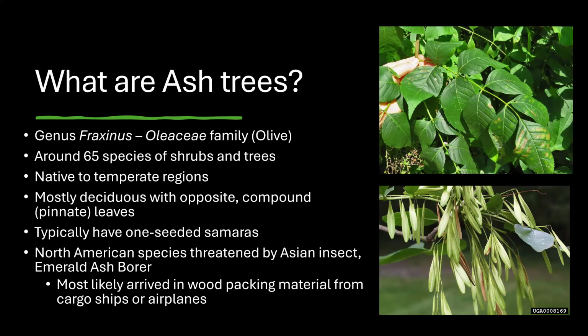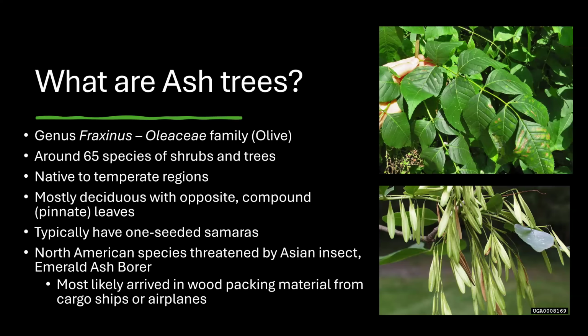We have about 65 species of trees and shrubs in this genus, not specific to Kentucky. We've got 3 ash species we're going to talk about specifically in Kentucky. But as a whole, there's about 65 different types ranging from trees and shrubs, primarily native to temperate regions of the world.